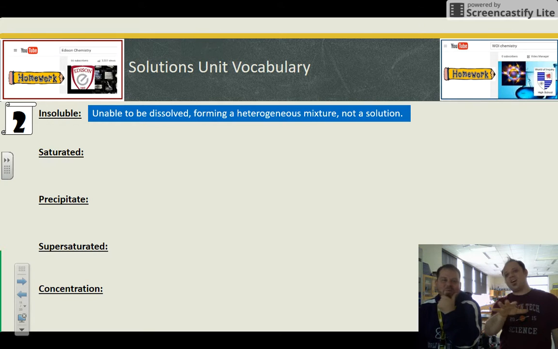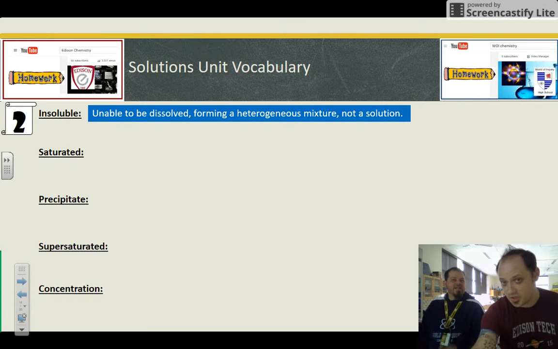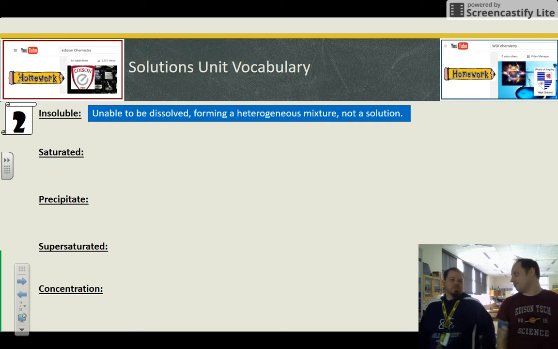Just to clarify, without all the laughter, if I put sand in water, it's insoluble, and it's a heterogeneous mixture. I can see two different things. It's not a solution. No.